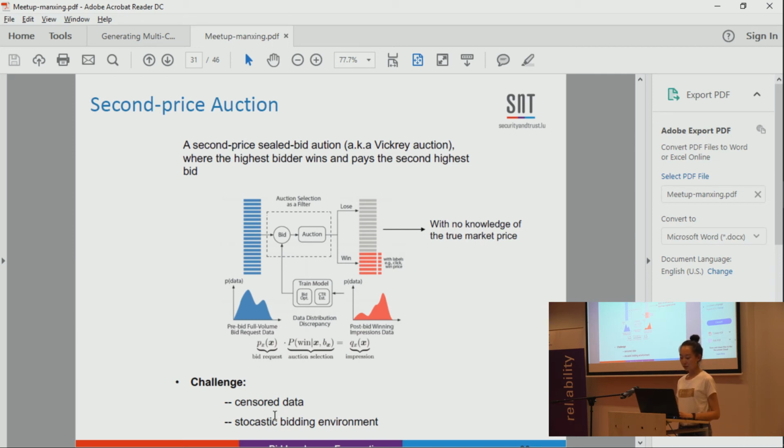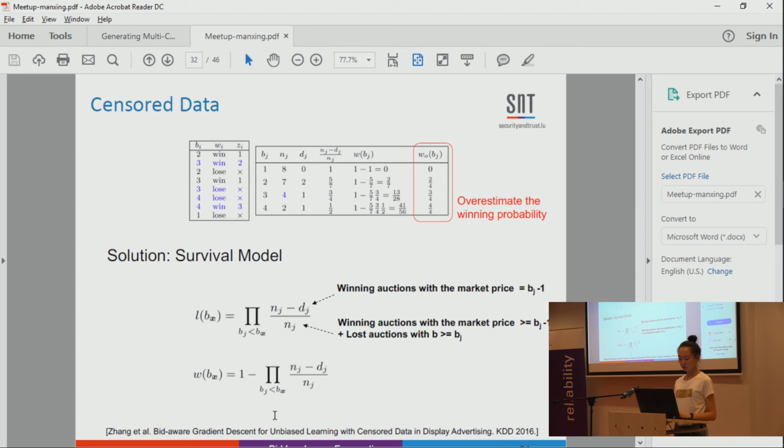So the challenge here is that we have censored data. And also the bidding environment is highly stochastic. So here, how can we correctly estimate the winning probability? Here is an example. The left box shows the bidding log.